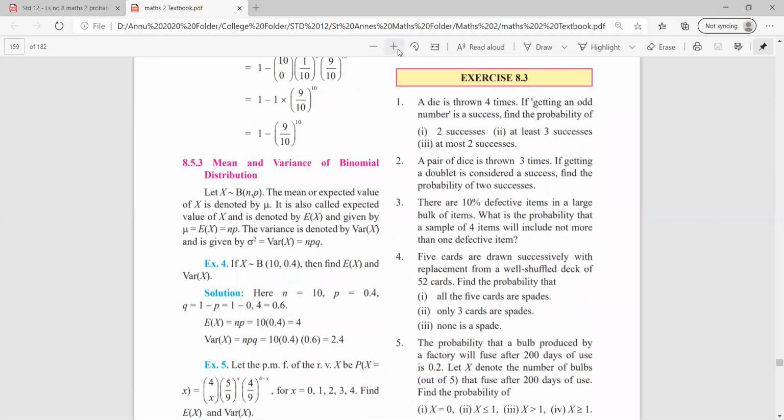So class, today we are going to start with exercise 8.3. In 8.3, we are not going to cover all the sums, but simple ones which you can easily understand. In my last video, I had explained what formula we are going to use when we'll be solving binomial distribution.